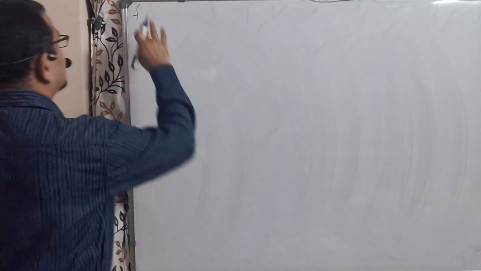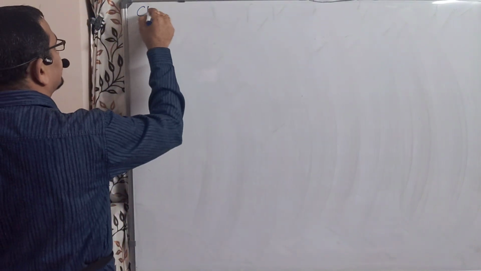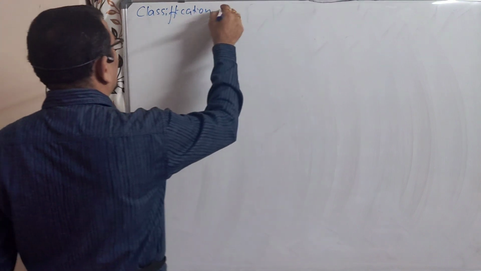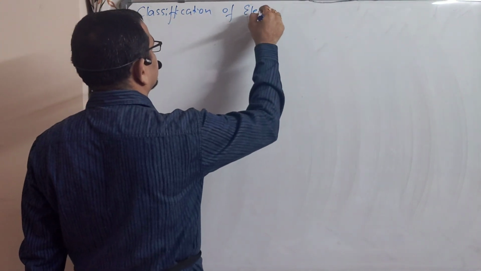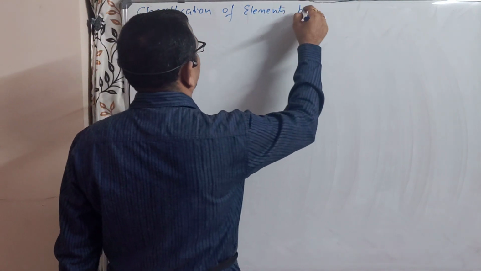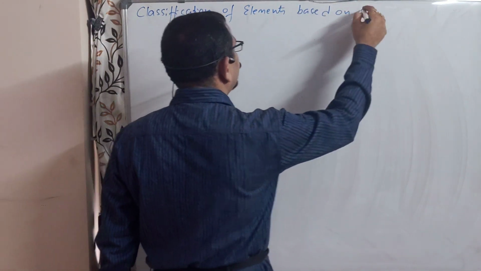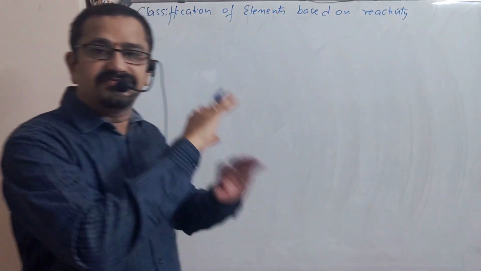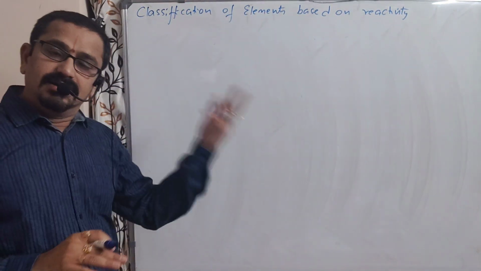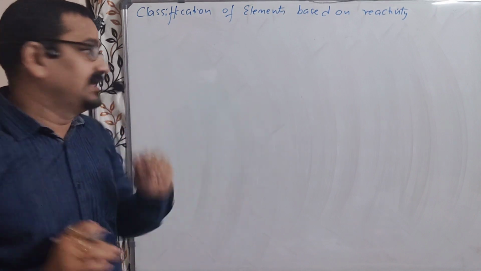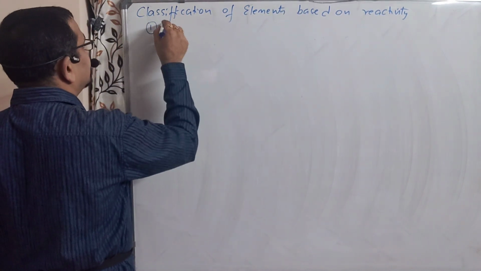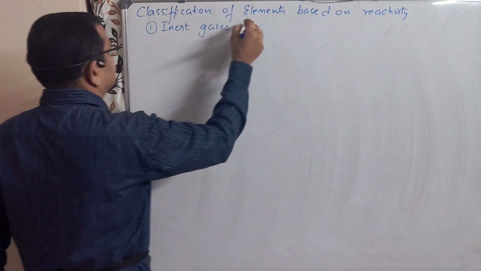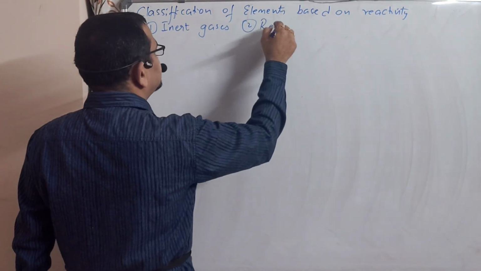We have one more classification of elements: classification of elements based on reactivity. Based on reactivity, the elements of the long form of periodic table are again classified into 4 categories, namely, first one is inert gases. Second one is representative elements.